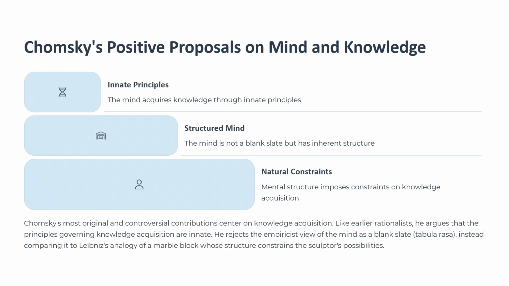Chomsky's proposal of mind and knowledge: innate principles, structured mind, natural constraints. Chomsky's most original and controversial contributions centered on knowledge acquisition. Like earlier rationalists, he argued that the principles governing knowledge acquisition are innate. He rejects the empiricist view of the mind as a blank slate, tabula rasa, instead comparing it to Leibniz's analogy of a marble block whose structure constrains the sculpture's possibilities.